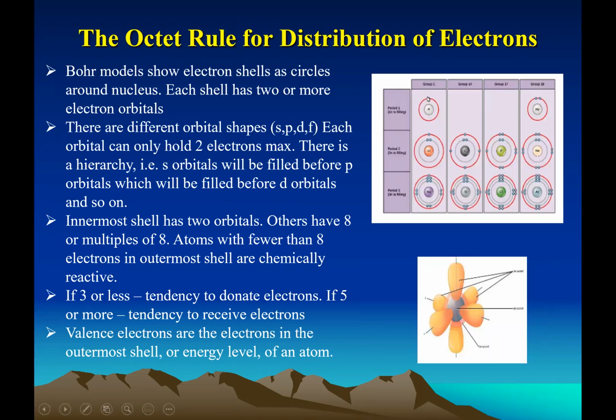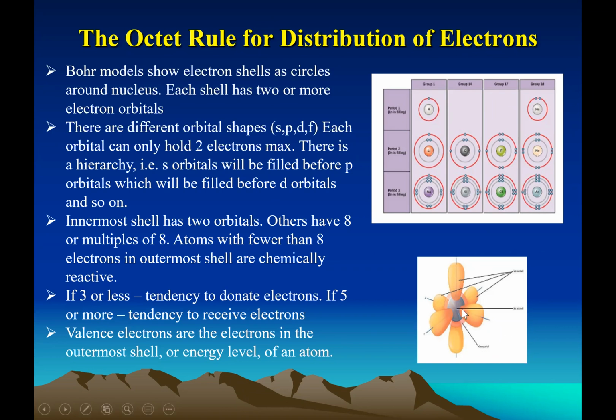Here, the first shell can hold a maximum of 2 electrons. If there is only 1 electron, then that atom is very reactive because it's constantly looking for another electron. The second shell can hold up to 8 electrons. That's why it's called the octet rule. Anything less than 8, the atom is not stable, so it is going to be very, very reactive. So it is 2, 8, 8. The third shell is also 8.